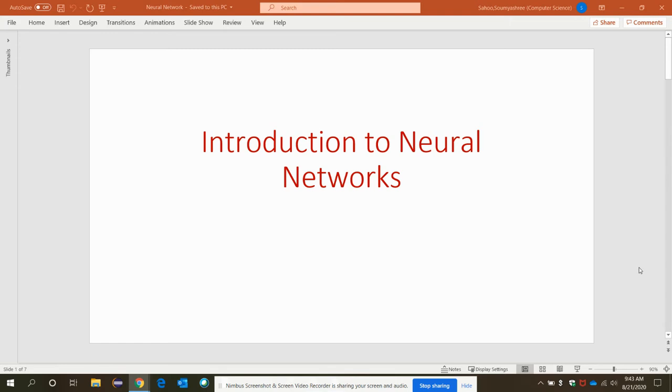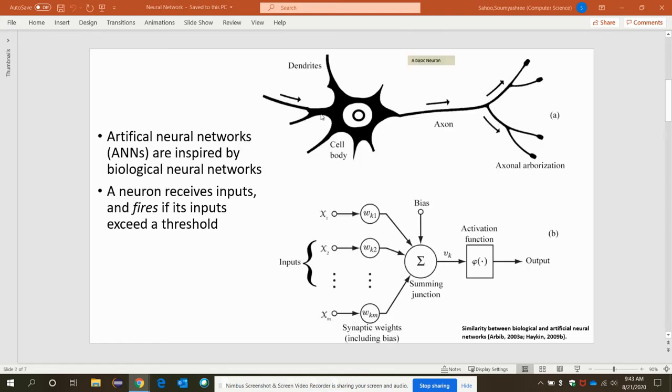the combination of cell body, dendrites and axon. So let me show you one picture about it, which is a combination of cell body, dendrites and axon. These are the drivers of various computational abilities of the human brain.